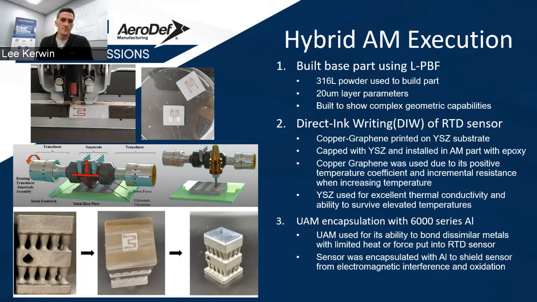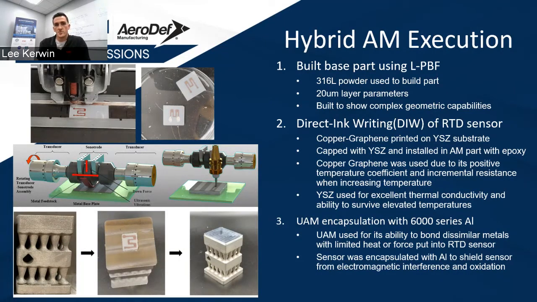The sensor was built using direct ink writing. So that's a way to build an extremely small sensor. This work was done in partnership over at the University of Buffalo. They did the deposition of the RTD sensor. So this was done using a copper graphene ink.